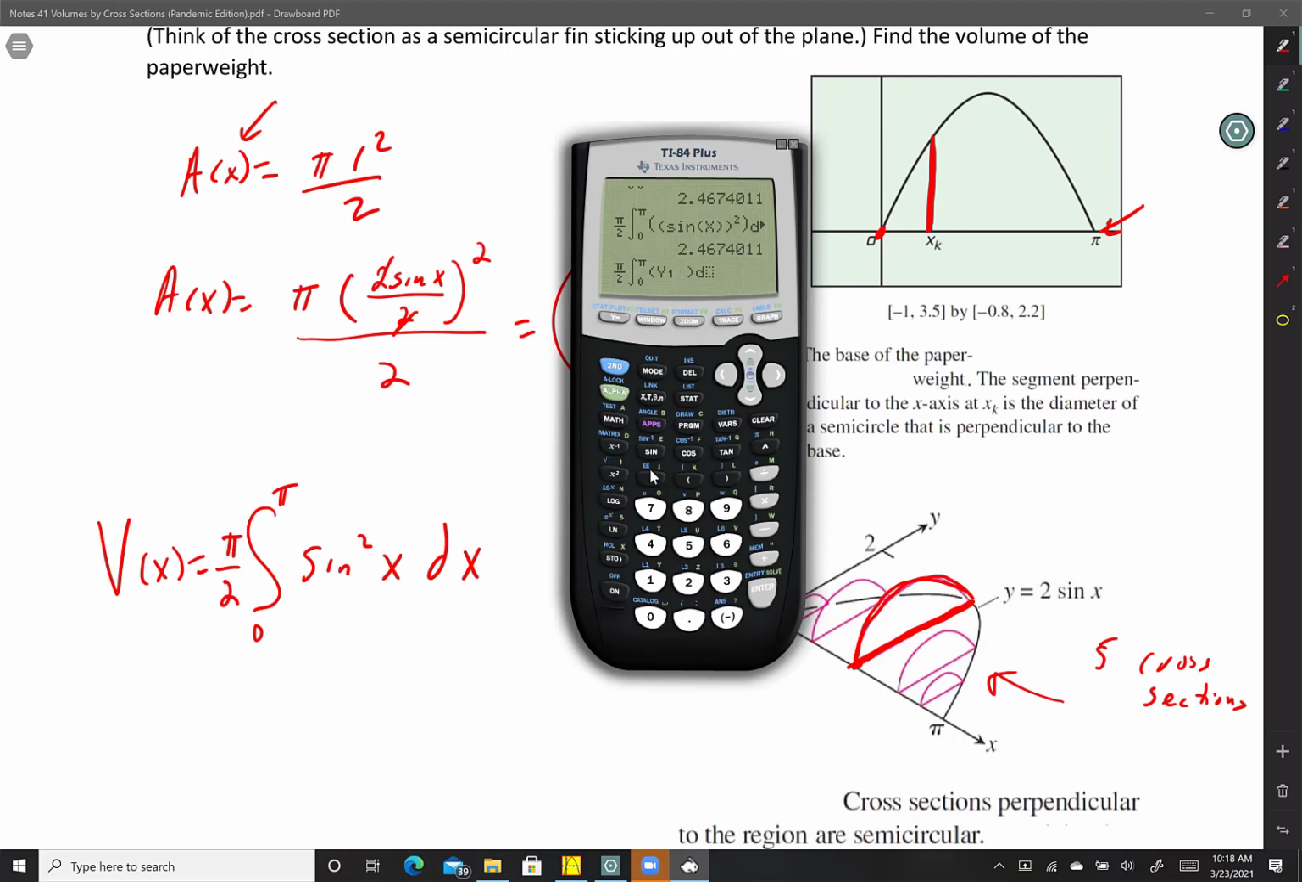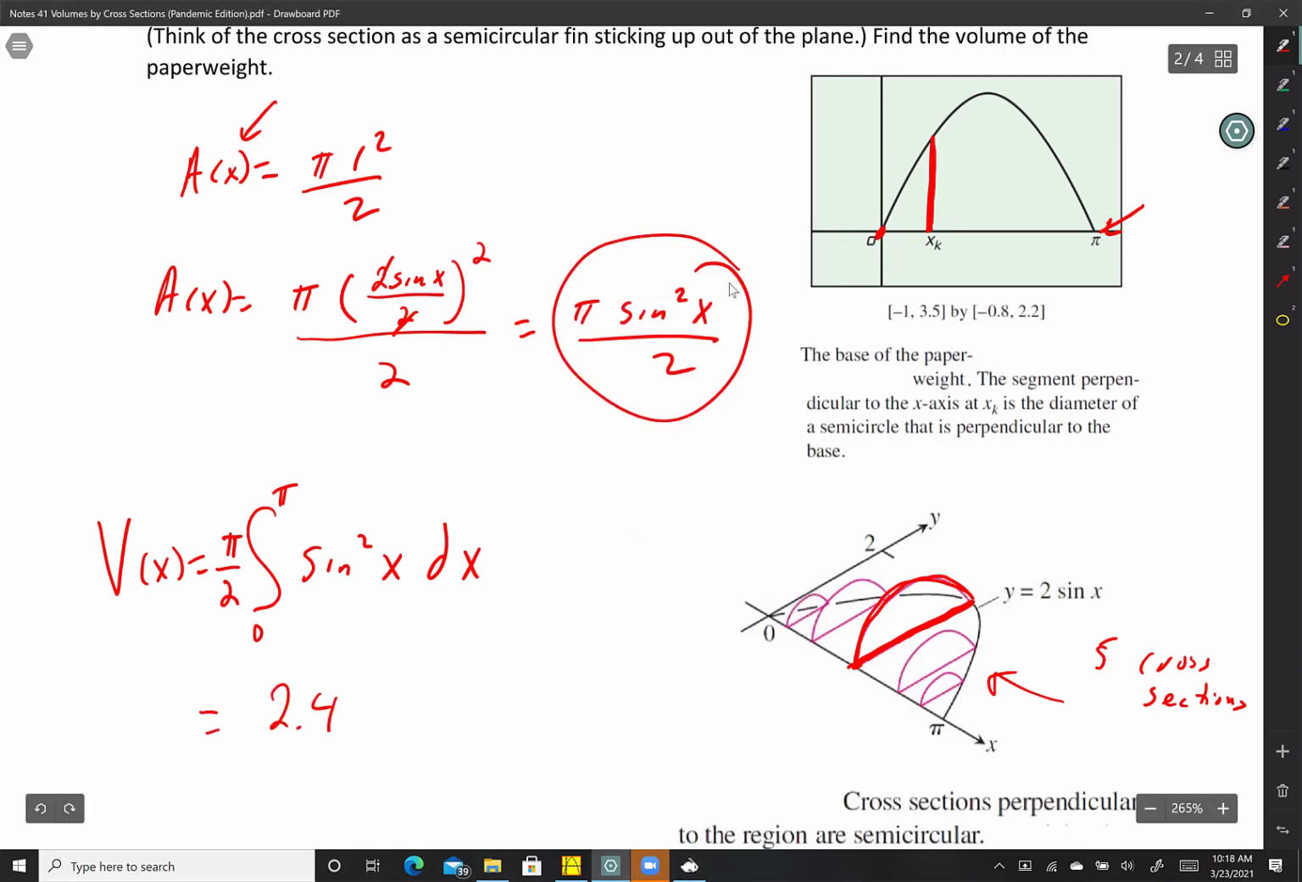trace y1, and I put a square on it. And it should be the same answer. Bam. And there it is. So the answer is 2.467. You're always welcome to write more digits. And there it is. How do we feel, guys?